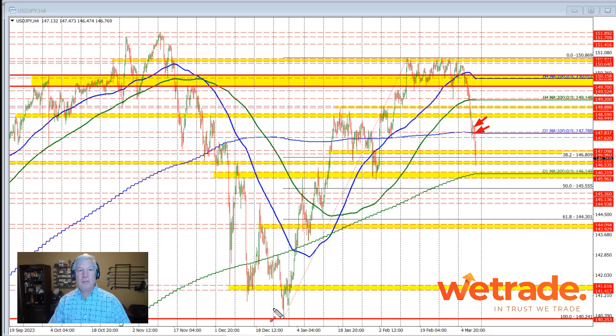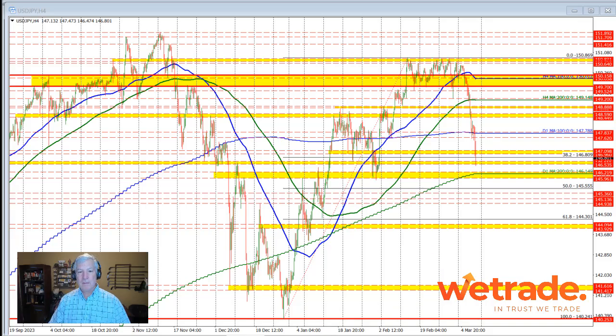We did break below the 38.2% retracement of this move to the upside, which is good news for those looking for more momentum to the downside. We're currently trading just below that level at 146.77. The 38.2 comes in at 146.81. So that may be a close barometer, or a level that we're going to need to watch to see if the price can stay below that level to keep the sellers more in control.